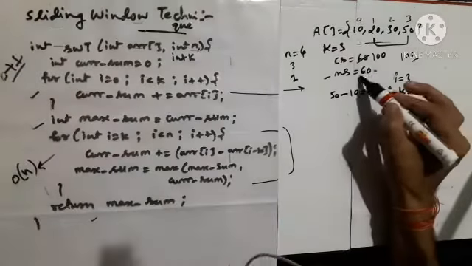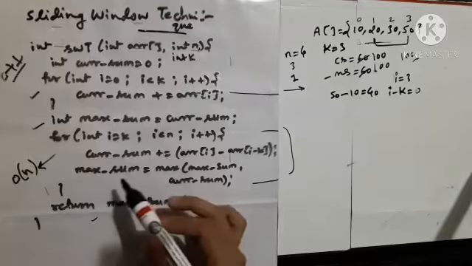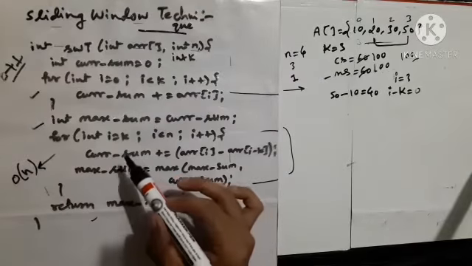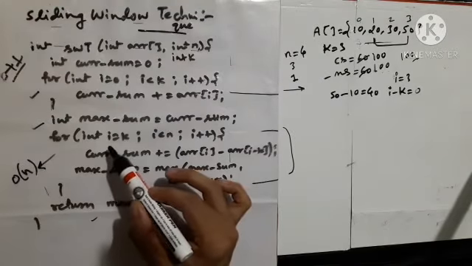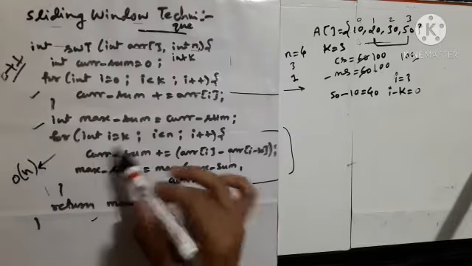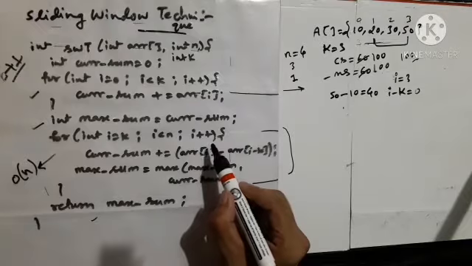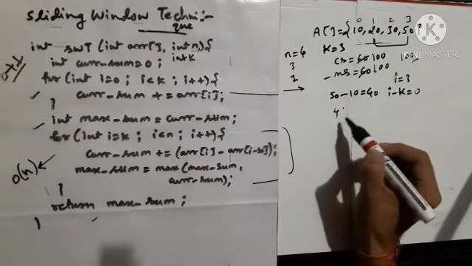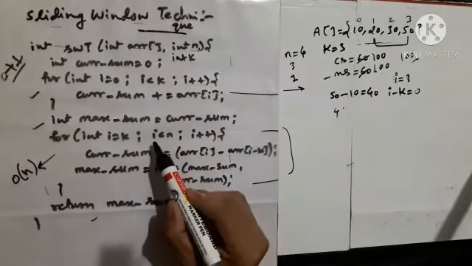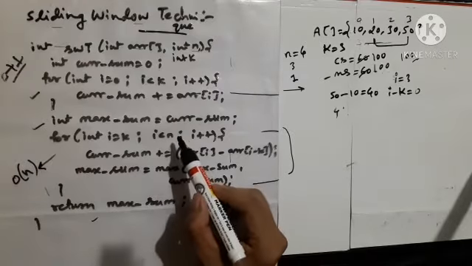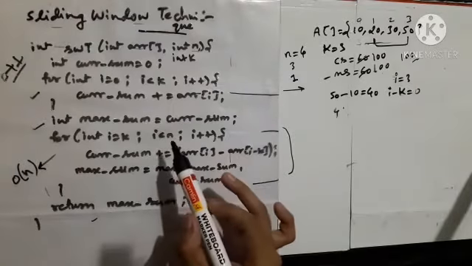Now my max sum contains 100, and suppose now k value is 3 and I value is 3. Basically k is assigning into I. Now if I increment I plus plus, I becomes 4 and n is also 4, so 4 is less than 4? No, 4 is equal to 4. So the condition becomes false.